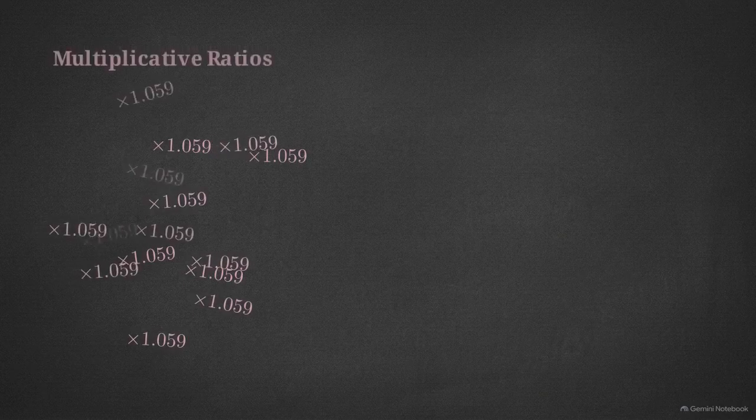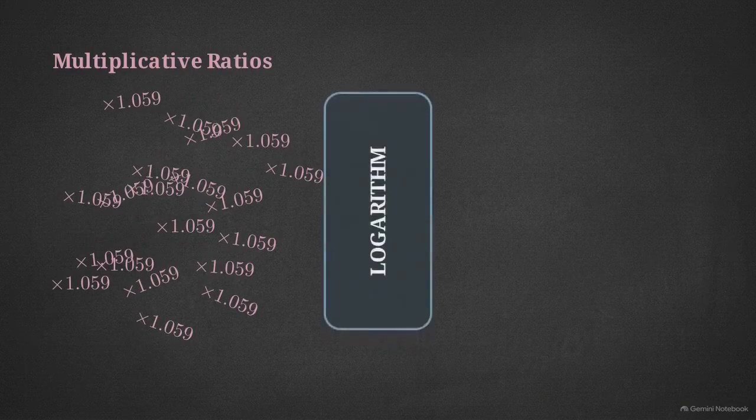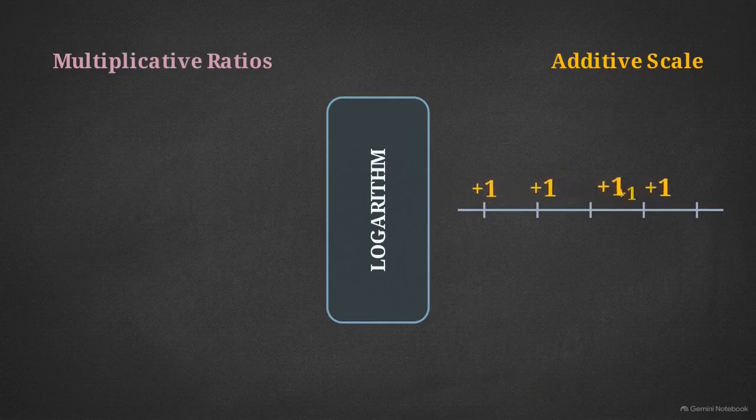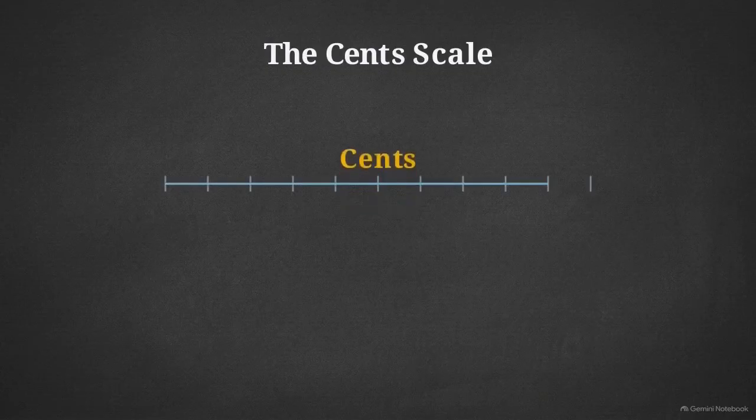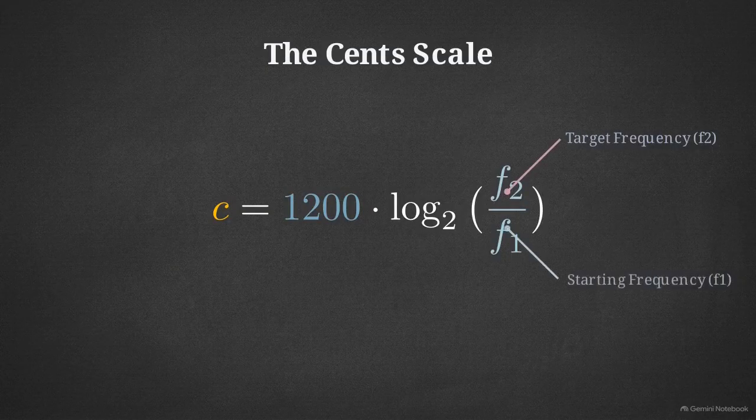To translate multiplicative ratios into additive distances, we use logarithms. A logarithm takes a complex multiplying factor, and by funneling it through a specific function, outputs a simple additive number. Musicians use a logarithmic ruler measured in cents. The formula for calculating cents requires 2 variables, f2, your target frequency, divided by f1, your starting frequency.